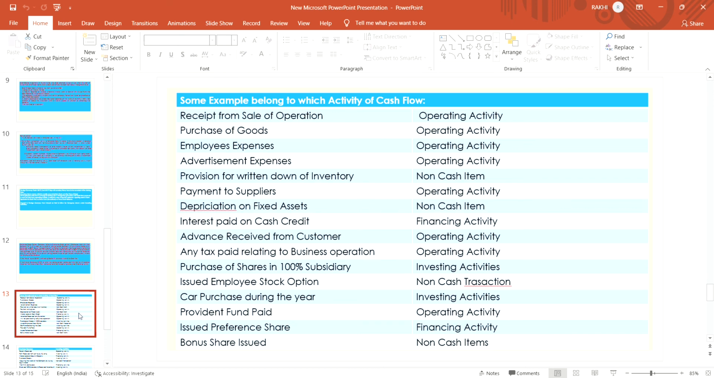Interest paid on cash credit means interest paid on bank OD. If we pay any interest on loan taken, it is a financing activity. Advance received from customer, it is an operating activity. Any tax paid related to business operation, it is an operating activity.